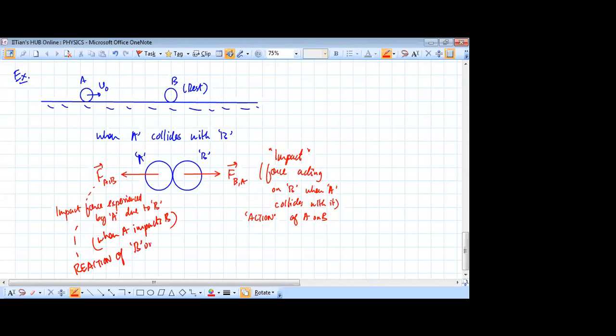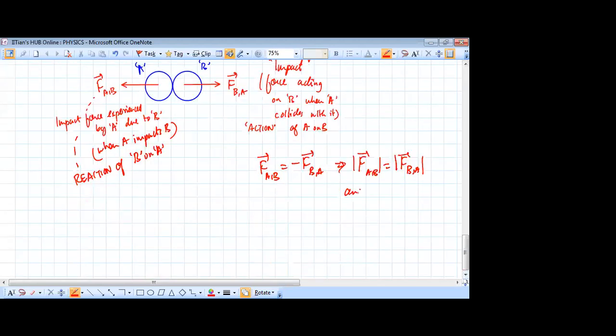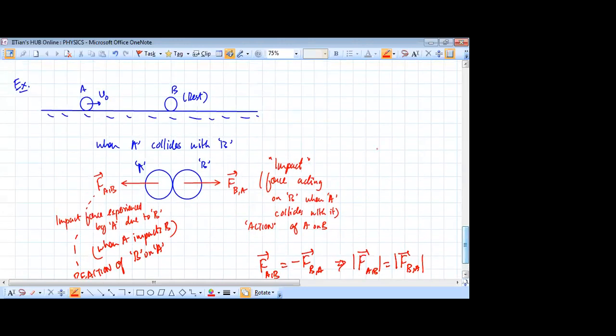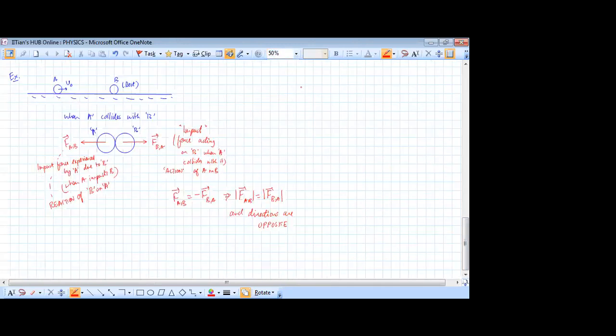So this one is the reaction of B on A. So you can see that the force on A because of B will be minus of the force on B because of A. In other words, these two forces will be equal in magnitude. Okay. But their directions will be opposite. So like that, all forces that we experience or all forces that we observe in various different systems for various different situations, they always act in action-reaction pairs.